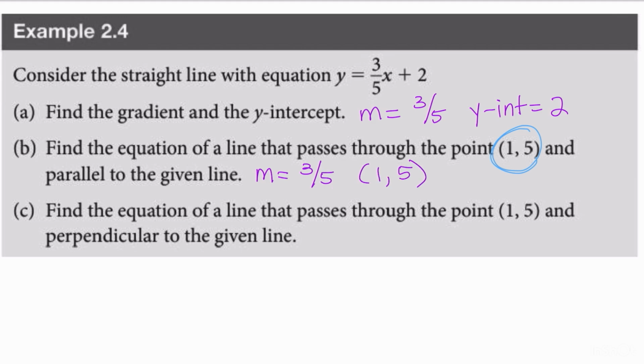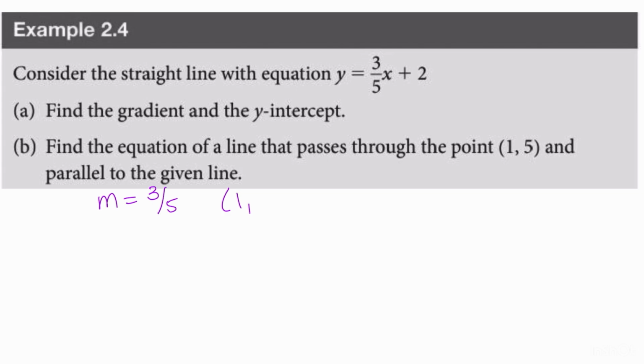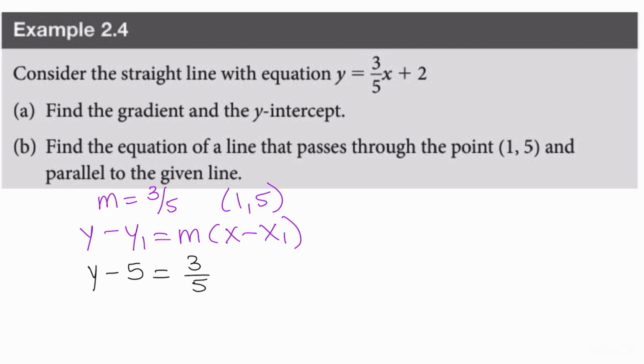Again, you have a choice here. Remember that you can always go through point gradient form, which is y minus y1 equals m times x minus x1. I find this one to be just so simple for you to substitute. So I write y minus 5 is equal to 3 over 5, parentheses x minus 1.